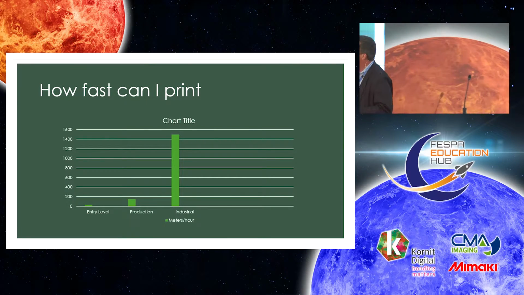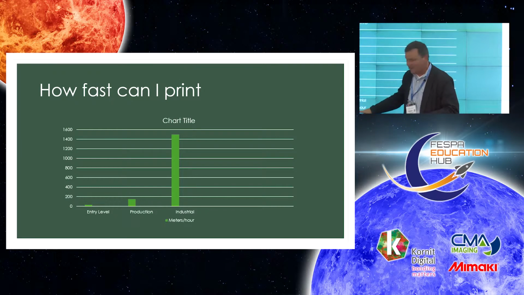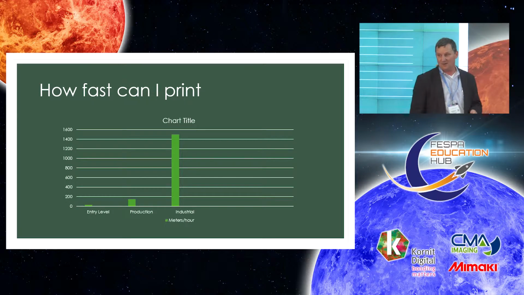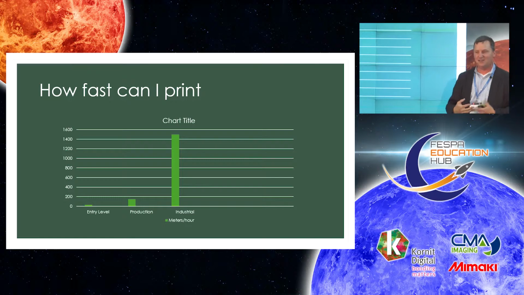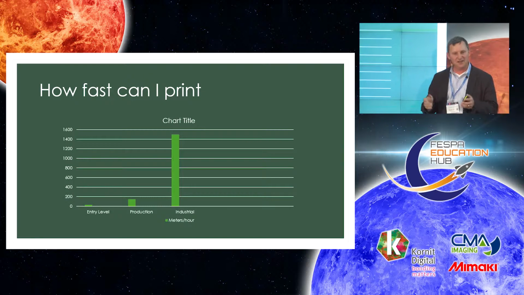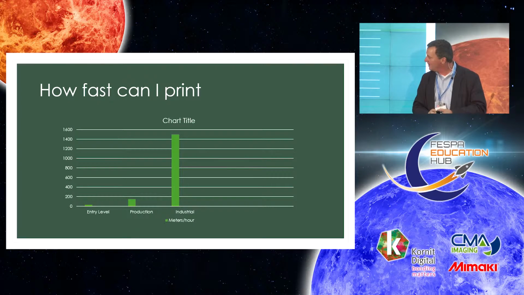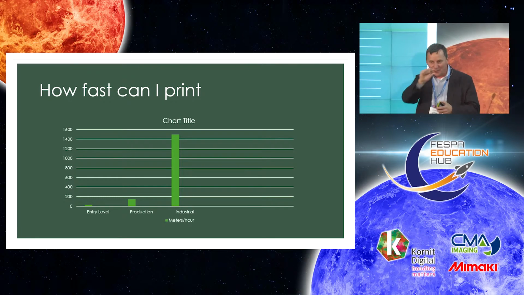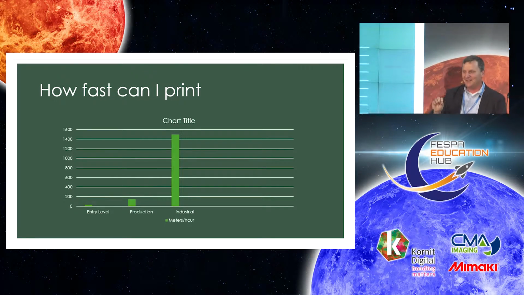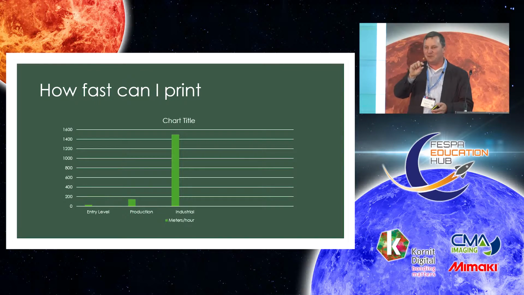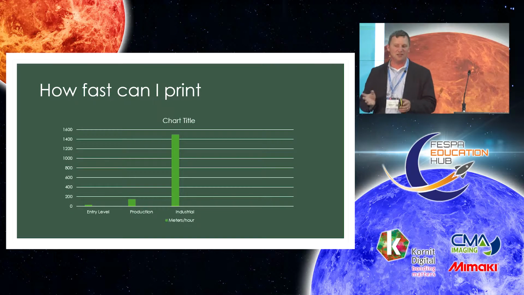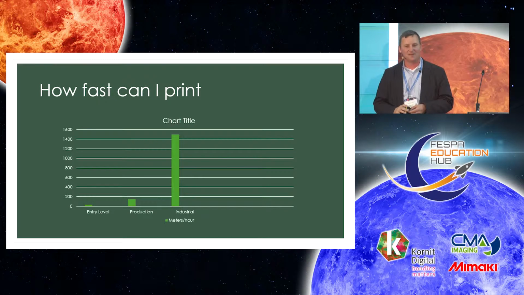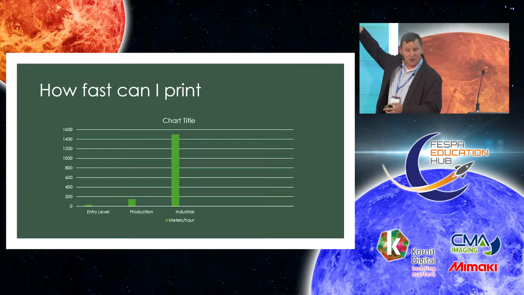As you can see from the chart here, if you look at the industrial side of things these days, you're up around 1,500 square meters an hour. Down in what I call the production stage, you're at about 150, 175 square meters an hour. And down at entry level, which is probably 90% of the printers out there, they're around 200, 250 square feet an hour. So it looks like a really large gap here.